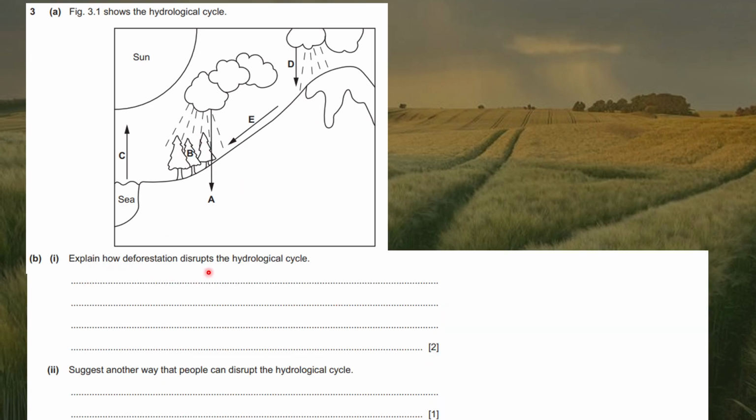Explain how deforestation disrupts the hydrological cycle. Looking at the diagram, we do not have B anymore, so there is no infiltration. If there's no infiltration, then these other parts need to increase. So we have more runoff, less infiltration. What's that going to do? Well, in an extreme event, a flooding event, there is not this store anymore. So there's going to be more flooding. The area will be more prone to flooding.